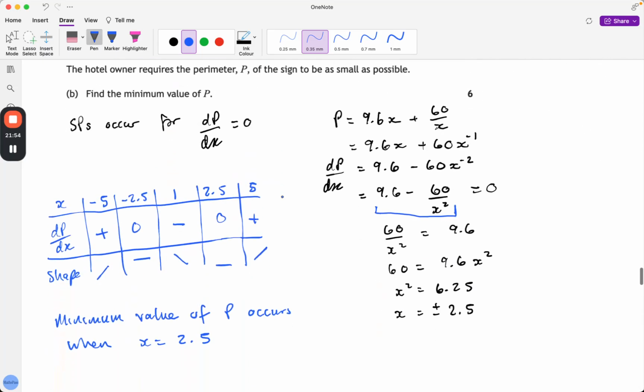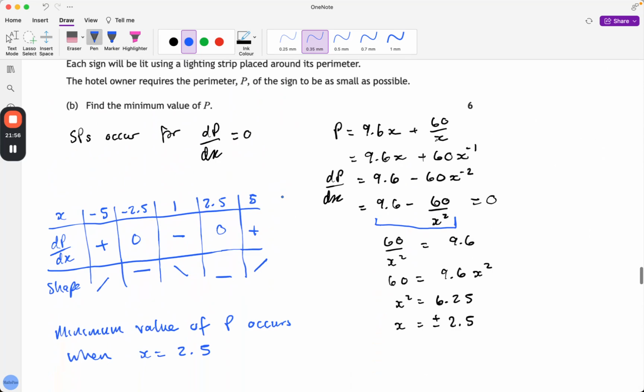You would never say, like, the length of a plank of wood is minus 5 centimetres. It doesn't make sense. It would just be 5 centimetres. So if you wanted to make your life a little bit easier, you could have disregarded the negative 2.5, but you still would have done the nature table in the same way.